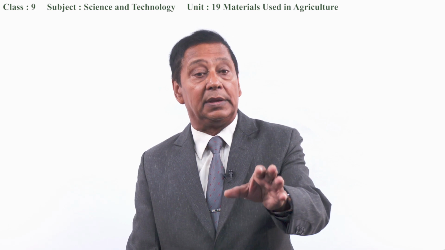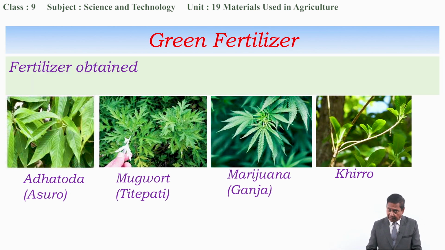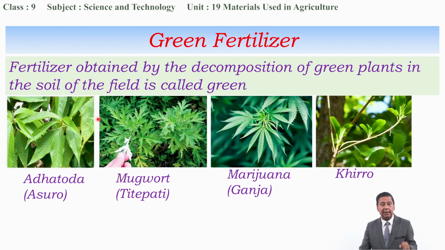We know about this green fertilizer. Actually, this organic fertilizer is prepared by the green plants, and that's why it is called green fertilizer. Before the agricultural process, I mean to say before sowing of the seed in the soil, osuro, titepati, gaza, khirro, these green plants, if buried into the soil, will decay or decompose within few days and convert to organic fertilizer. That's why green fertilizer can be defined this way. Fertilizer obtained by the decomposition of green plants in the soil of the field is called green fertilizer.